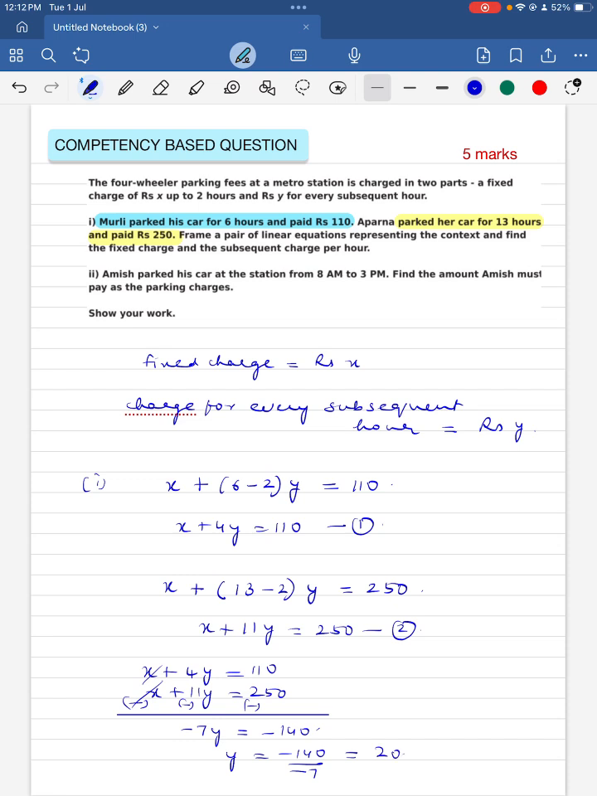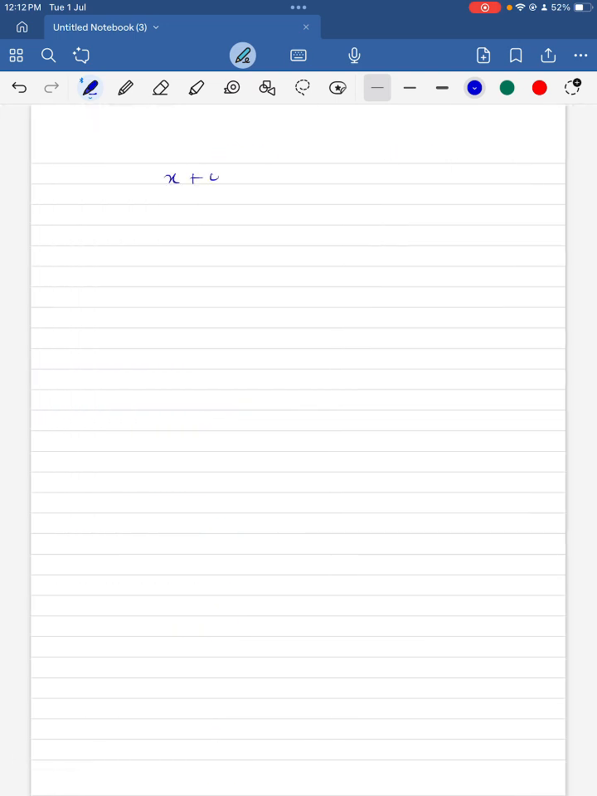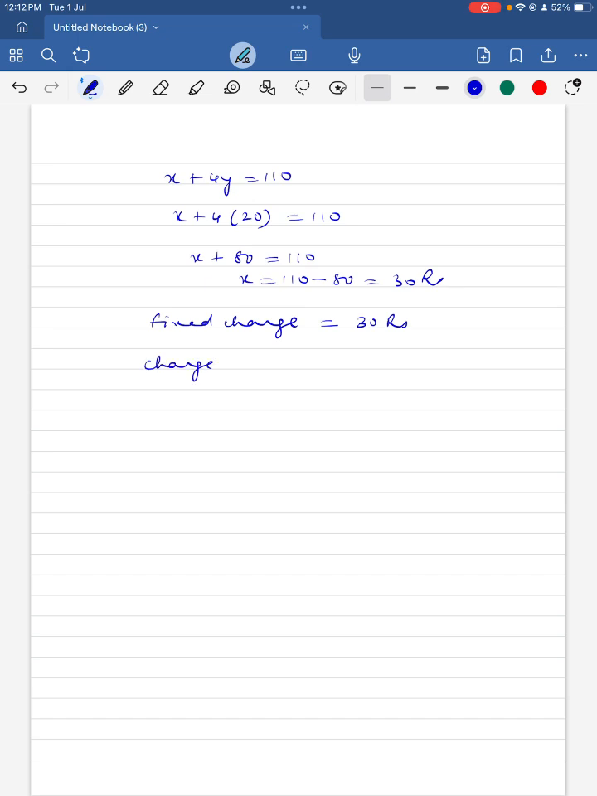Okay, now let me substitute this value in one of these equations. Let me do that in the first equation. I know that X plus 4Y is equal to 110 and Y we just found out as equal to 20. So X plus 80 is equal to 110, or the value of X now becomes 30 rupees. Okay, so the fixed charge we found out is, we have assumed as X, so that's 30 rupees. And the charge for subsequent hours is equal to rupees 20.